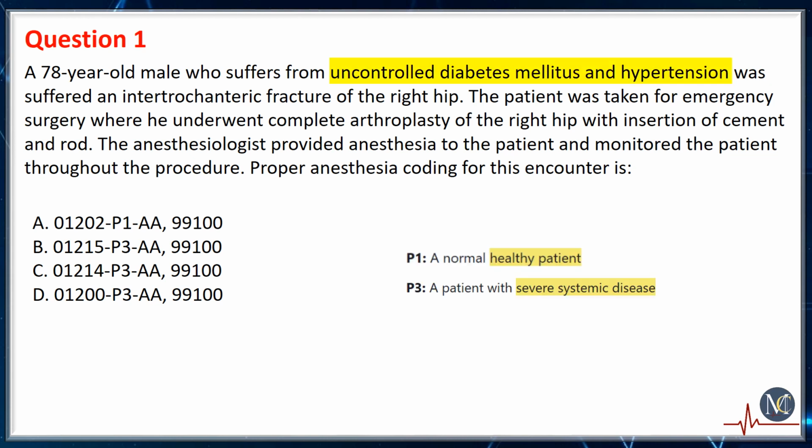First, we will eliminate the options on the basis of the correct physical status modifier. The modifier P1 is for a normal healthy patient and modifier P3 is for a patient with severe systemic disease. In this scenario, the patient has uncontrolled diabetes mellitus and hypertension, which correctly matches with the physical status modifier P3. So on this basis, we will eliminate option A.